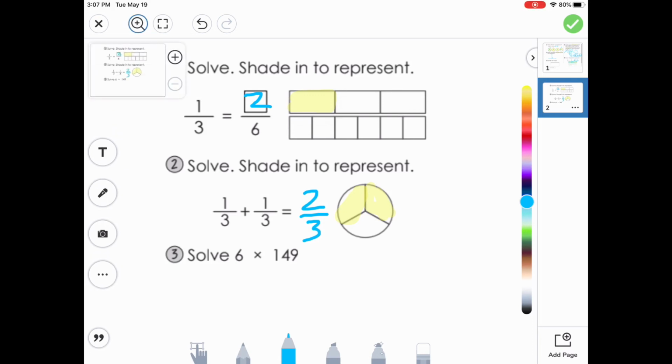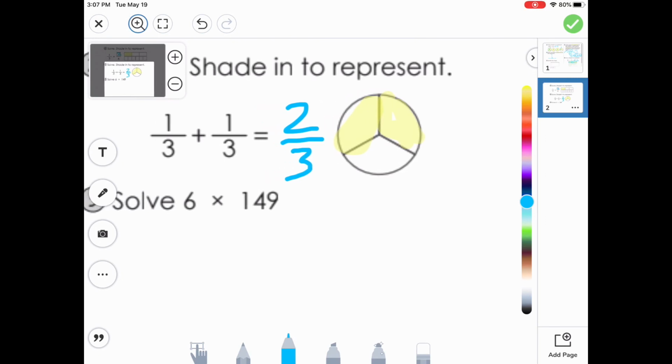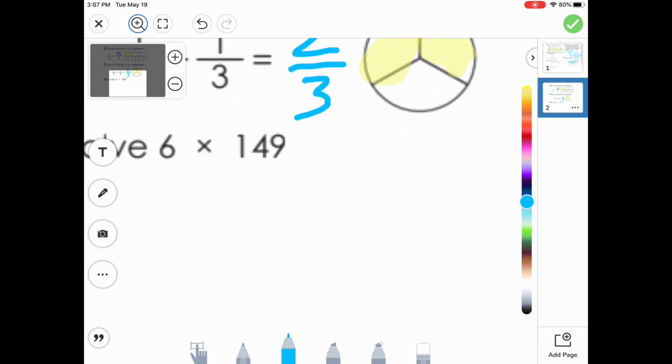And last but not least, we are multiplying 6 times 149. As always, you can use the lattice multiplication method, or you can use the traditional multiplication method. I'll show you both. 149 times 6, multiply 6 times 9, 6 times 4 is 24, plus the 5 that I carried is 29, and 6 times 1 is 6, plus 2 is 8. I got 894.